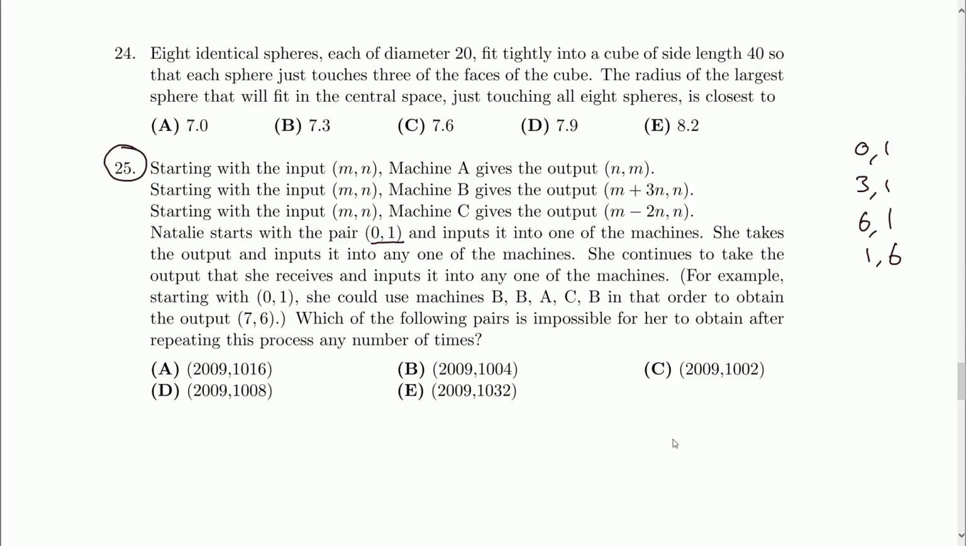C, which would subtract, so it'd be negative 11, 6. And then we'd add 18, so we'd get 7, 6. And yeah, they get 7, 6 there. Which of the following pairs is impossible for her to obtain after repeating this process any number of times?